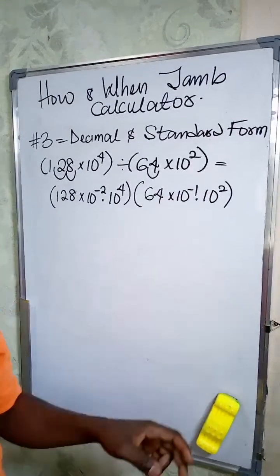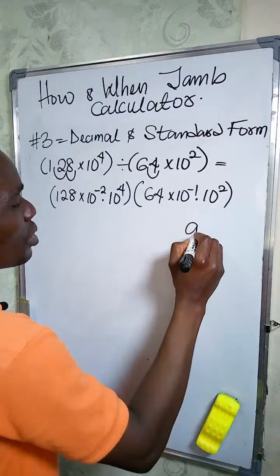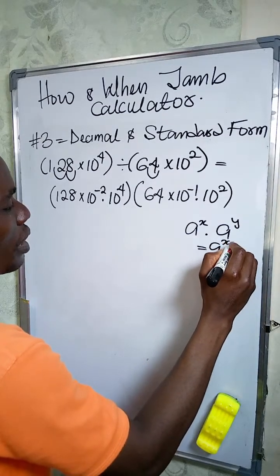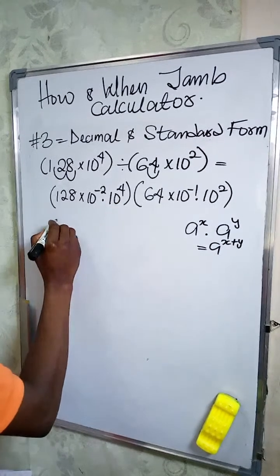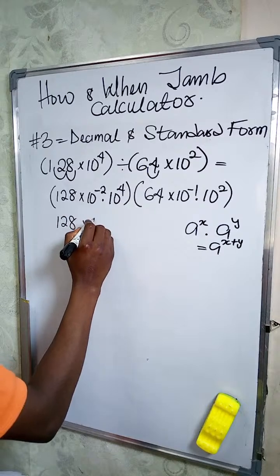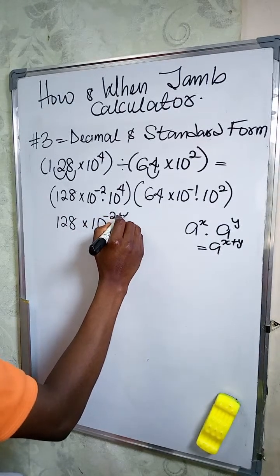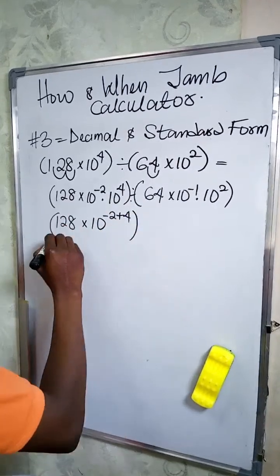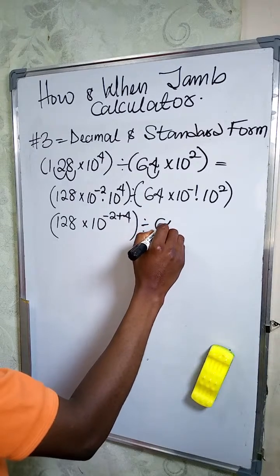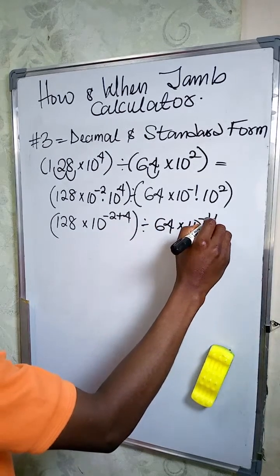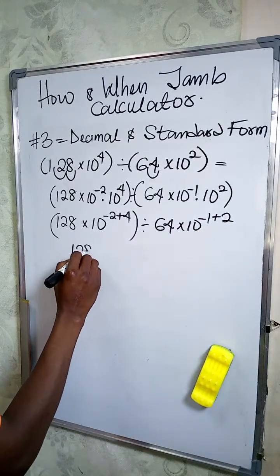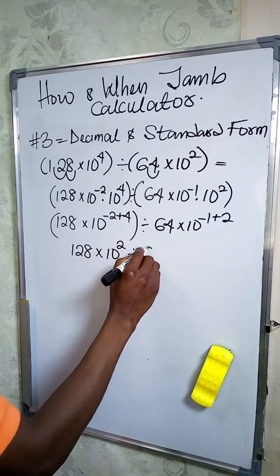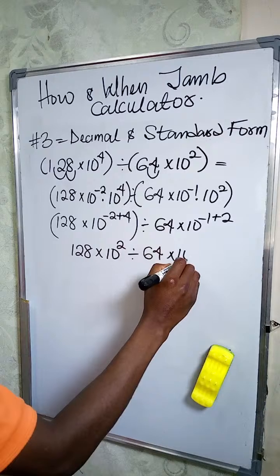Now remember one rule for mathematics. Say if you get something like this, a to the power of x multiplying another a to the power of y, you say this one will be equal to a to the power of x plus y. So if I add this one, I will get my 128 multiplying 10 to the power of minus 2 plus 4. And if I apply that same thing here, this one will be divided by 64 times 10 to the power of minus 1 plus 2. So this will give me 128 multiplied by 10 to the power of minus 2 plus 4 will give us 2. Divided by 64 multiplied by 10 to the power of minus 1 plus 2 will give us 1.